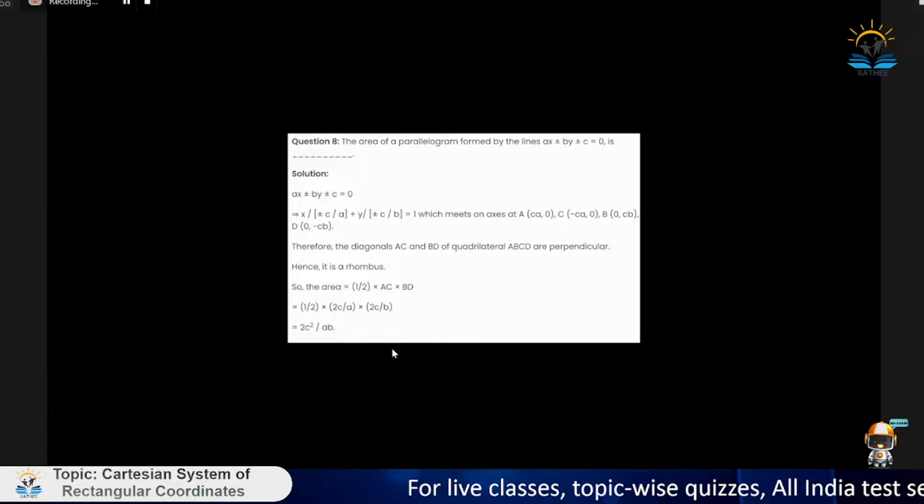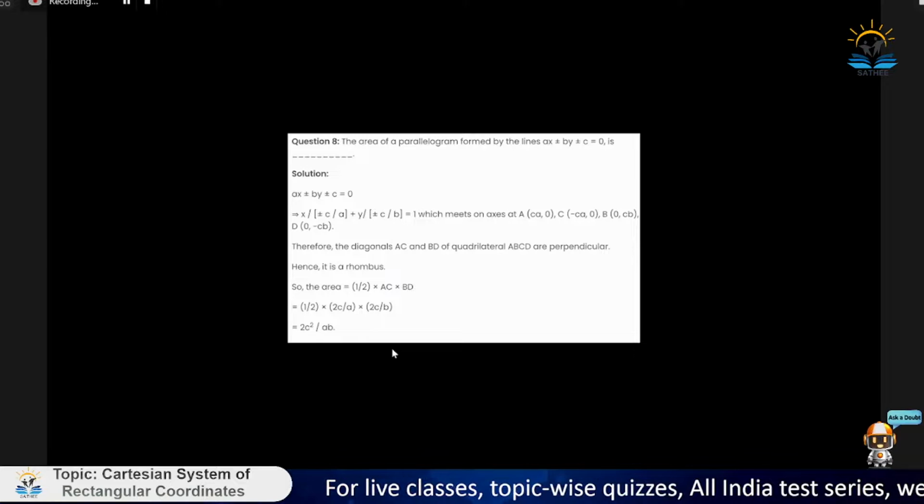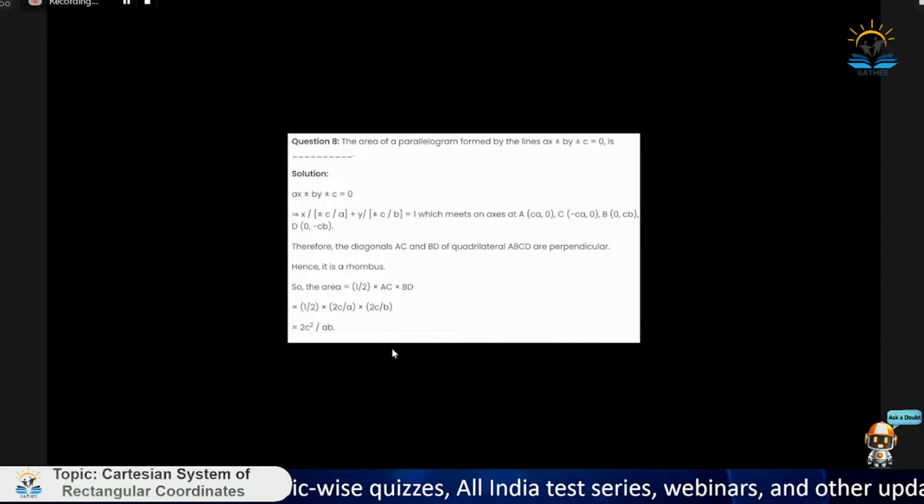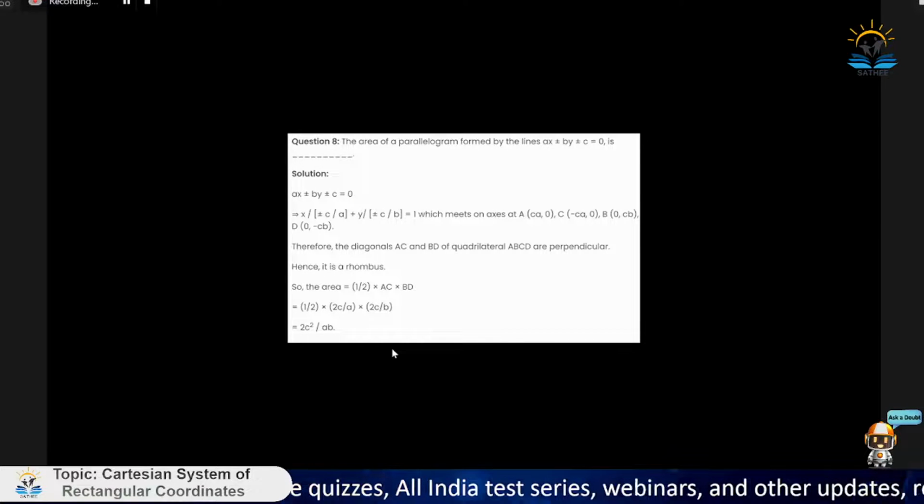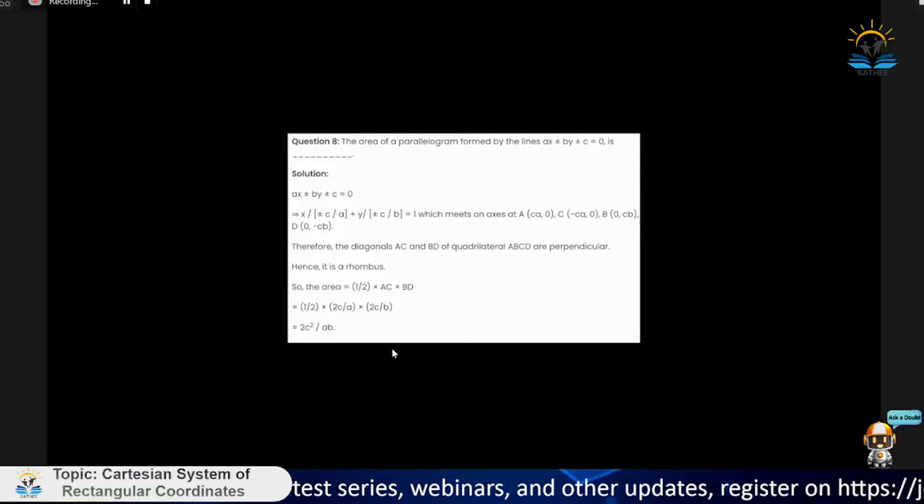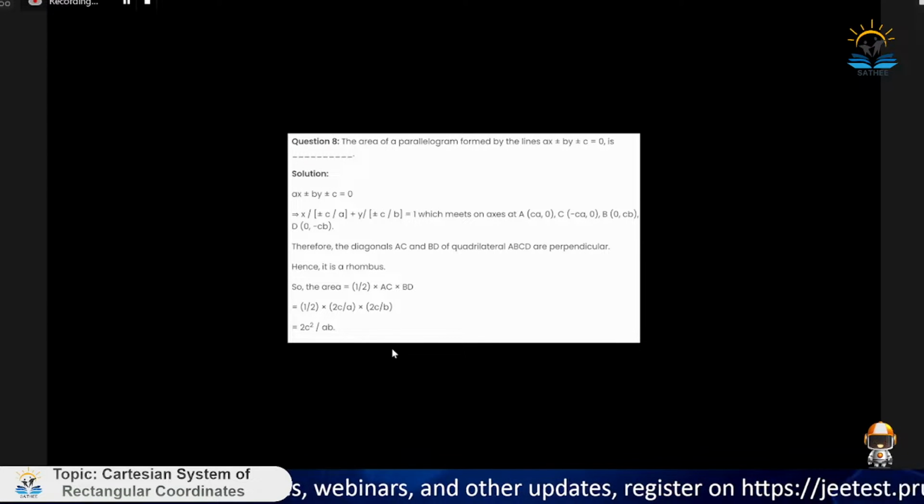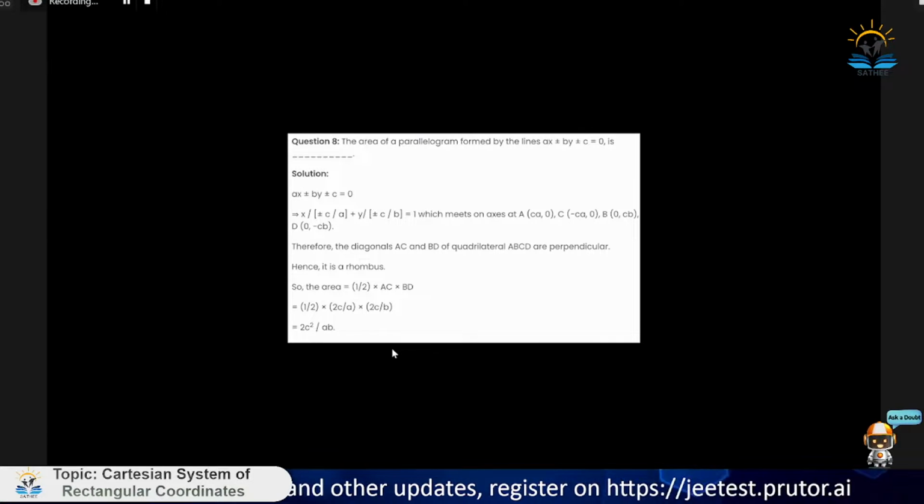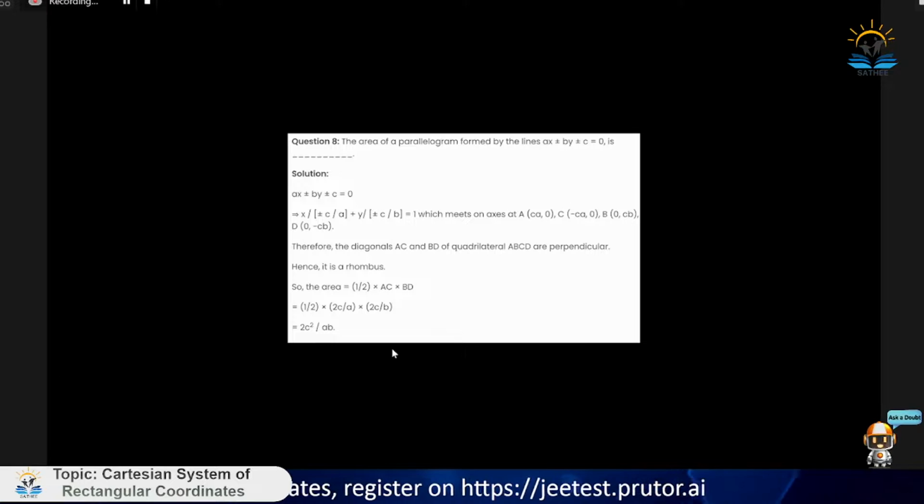The area of the parallelogram formed by the lines ax plus or minus by plus or minus c equal to 0 is. So here again we have four equations, and here we don't know the angle between them. So we'll just assume it is a rhombus, and we'll find the vertices as we did for the square question. So we'll get the coordinates as A, C, B, D. And as you can see here, the diagonals are perpendicular.